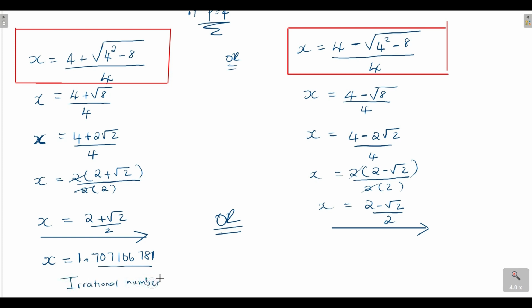Let's have a look at the other root. When you press the SD button, you'll find that x is equal to 0.29289321888. We see that as well: no number is repeating. There's no pattern. It's not 292929. It's not 29999. It's not recurring. So therefore, this root is also an irrational number.